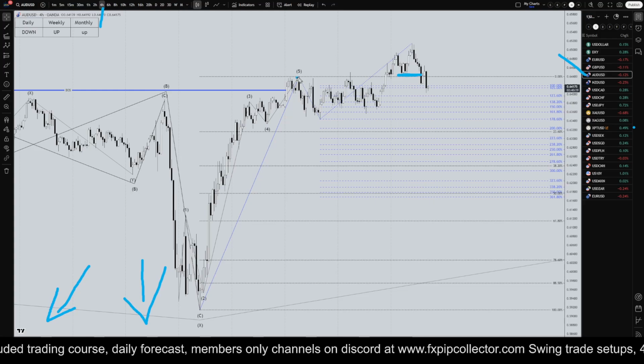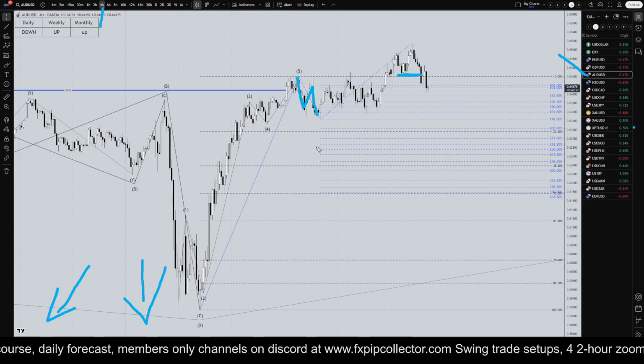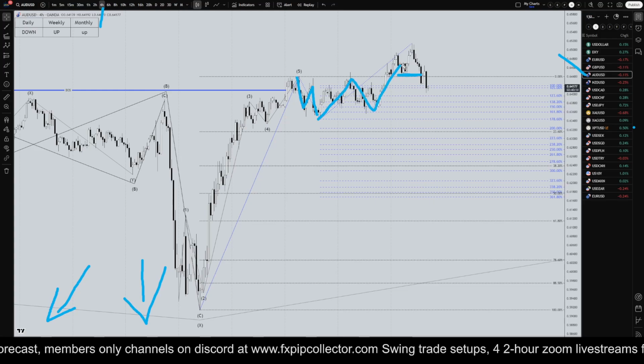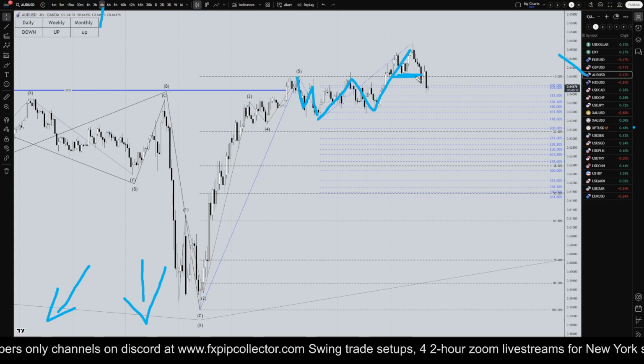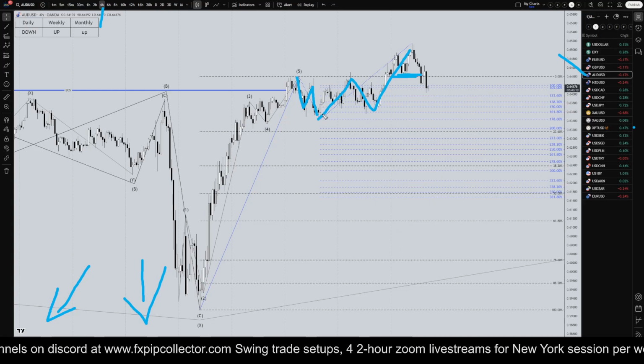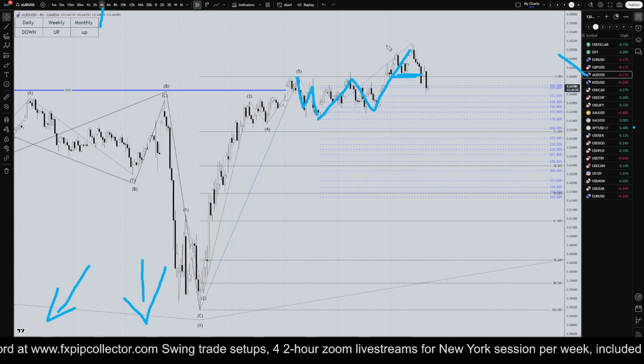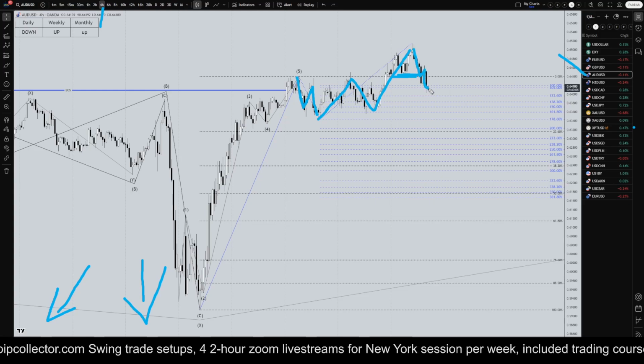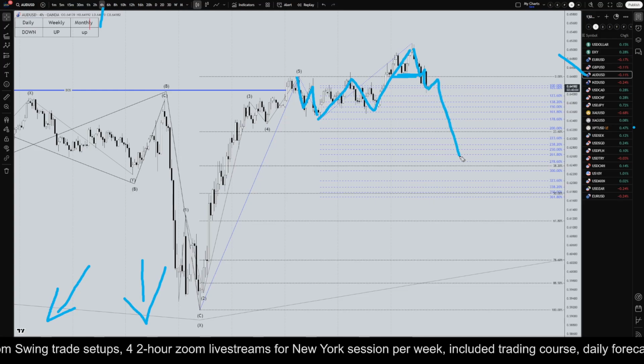So what really is noticeable here is that we made one, two, three waves down. We definitely made one, two, three waves up, and now we have a break of structure. So more than likely, this is either a 333 pattern or a 335 pattern. I think it's more likely going to end up being a 335 pattern.